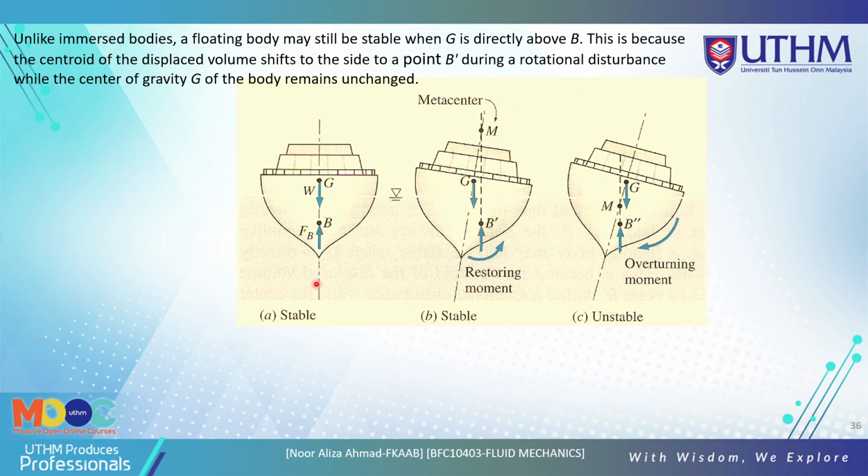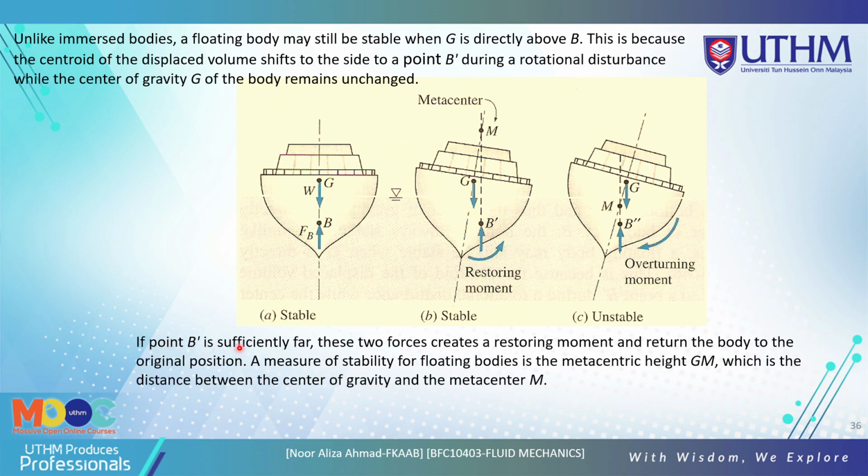Okay, this is stable, when the FB and the B are in the same place here and the W and G here. So this is stable. This is the concept for a ship. So this is also stable. And when M and B are here and G is here, this is an overturning moment, so this is unstable.